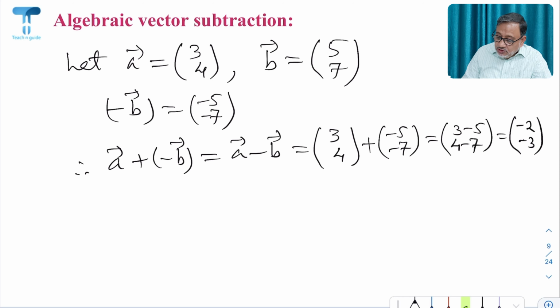Okay. So to subtract two vectors, what we do? We add the negative of the second vector. From the first vector, if you have to subtract the second vector, add the negative of the second vector.